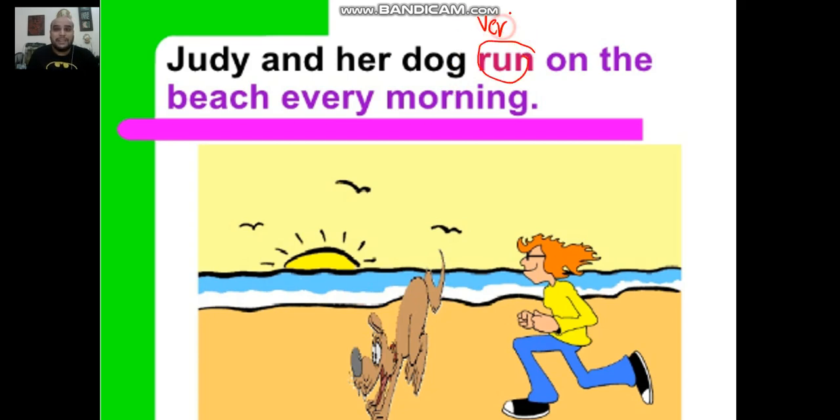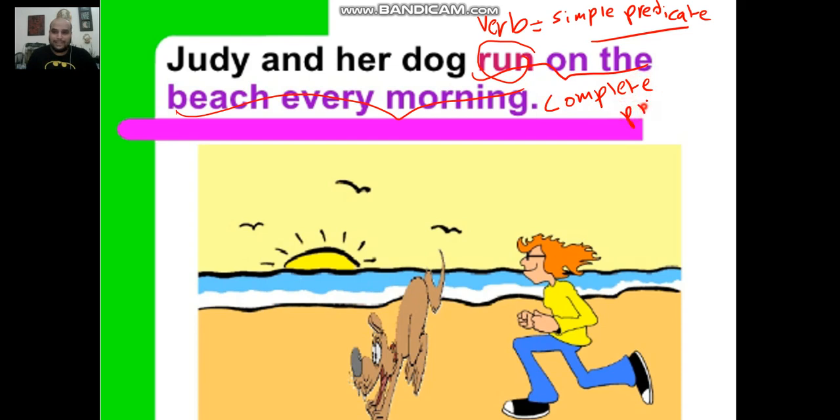If you have identified the verb, everything is going to be easy, because the verb is the simple predicate. That's step number one, as easy as that, you see. So run on the beach every morning. If you want to find the complete predicate, take the verb and what comes after it, all of it. All what comes after the verb is the complete predicate.